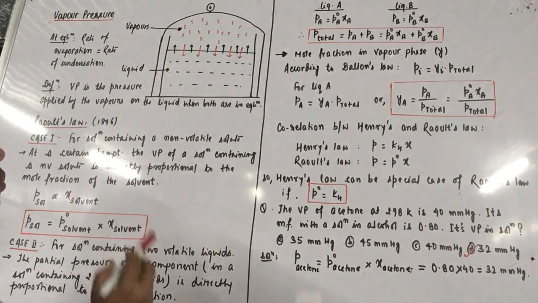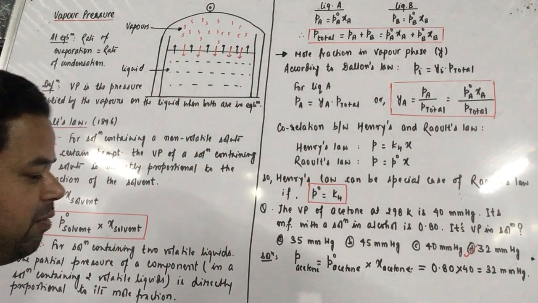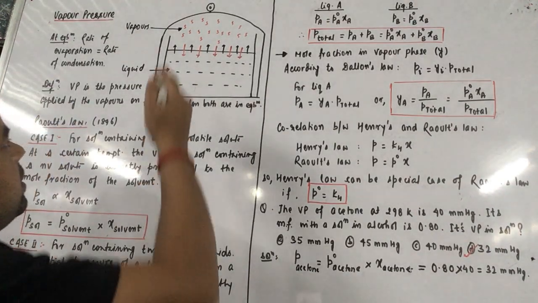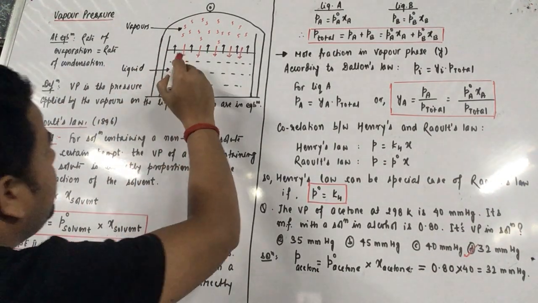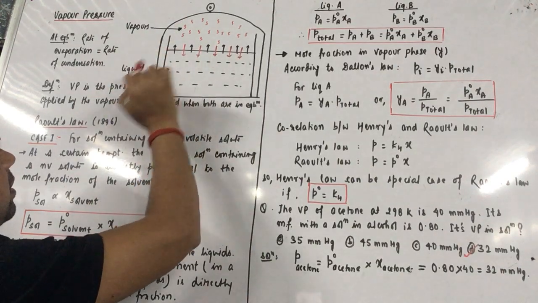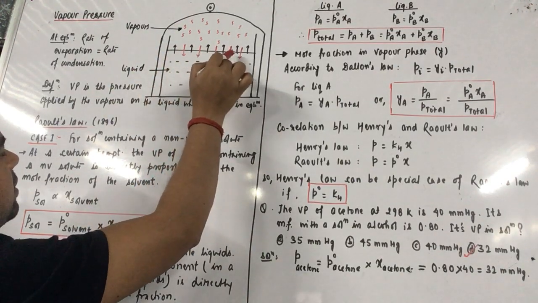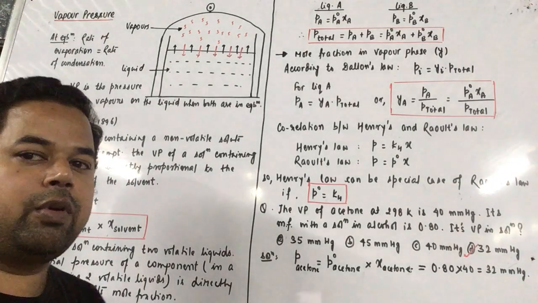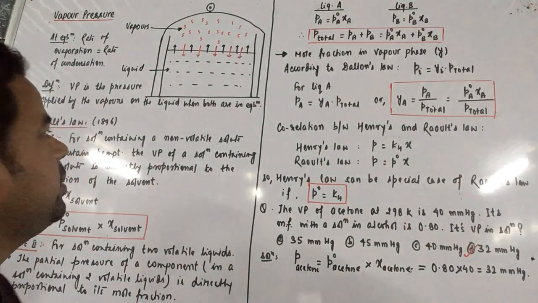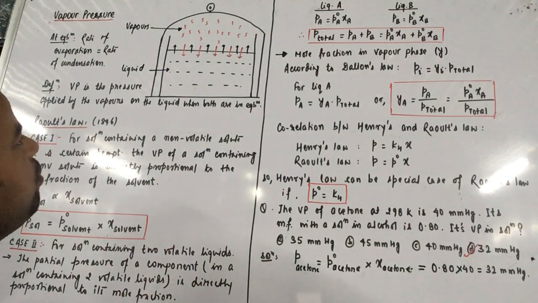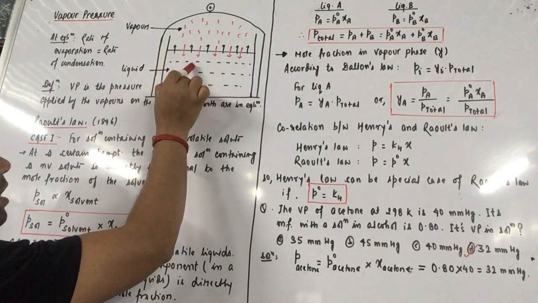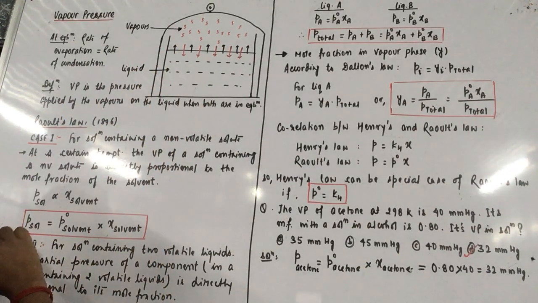So, there will be slow formation of vapors, and after a certain period of time, the amount of vapor will increase in this part. So when the amount of vapor will increase here, it will start condensing. So a time will come when the rate of evaporation will be equal to the rate of condensation, and at that particular moment the pressure which these vapors are applying on this liquid is called vapor pressure.